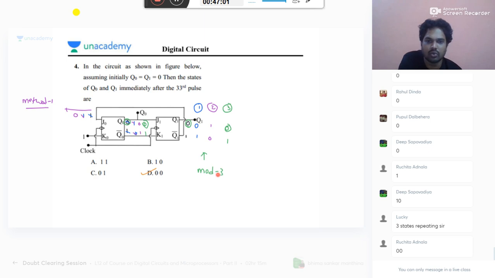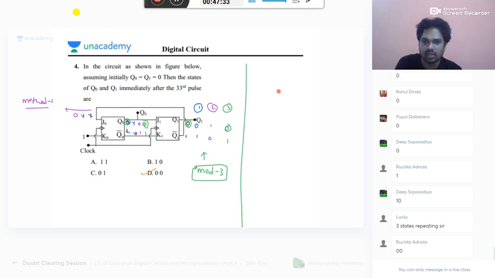This is one way to analyze it. But I don't suggest this method if your question or figure is complex. If the figure is simple, then you can apply it happily. Is it clear? But you should be careful. One small mistake can change your answer. Every time you take your input ready, take the output. Then take this input and get ready for the next clock. Same way you should analyze. You should not get confused. So to avoid confusion, there is another method to solve this question.